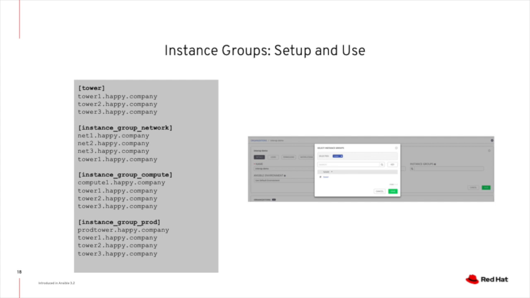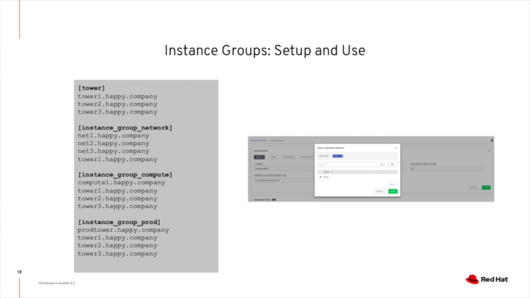Then you have an instance group that is dedicated for the network team, right? And within that, you can see that there are 3 nodes, right? Net 1, Net 2, and Net 3 that have been dedicated to the network team, right? Let's assume these are high CPU devices. And then you can also add additional resources.